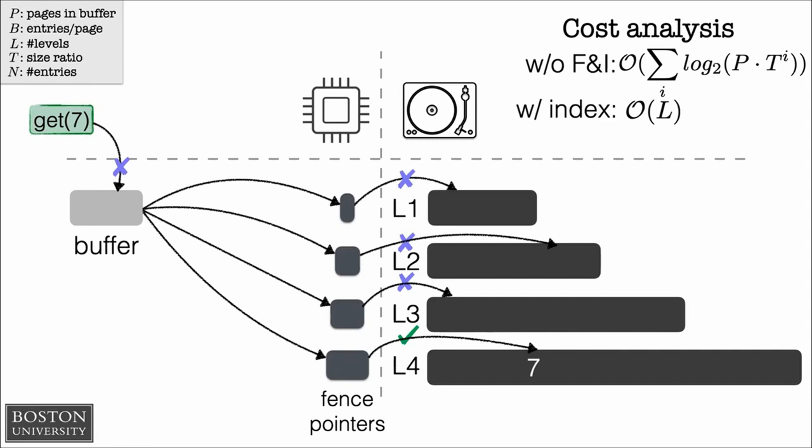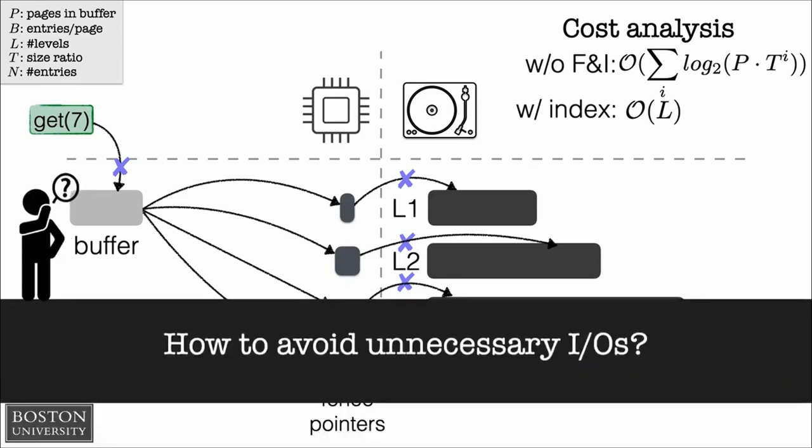Right. But just as a reminder, the read performance cost here is essentially log n with base T, where n is the total data size. All right. Now, can we do better? We can still do better, right? We can avoid these unnecessary IOs.